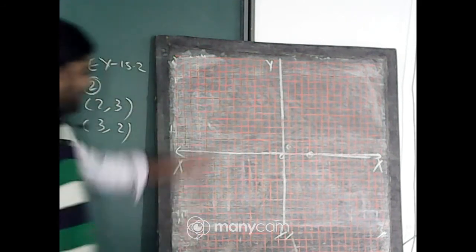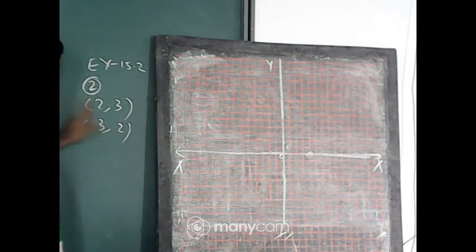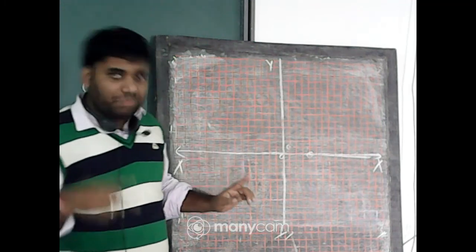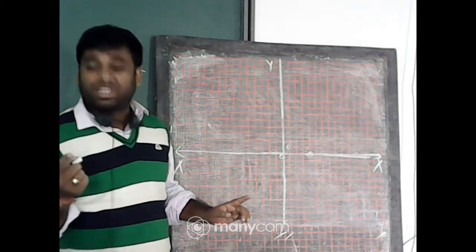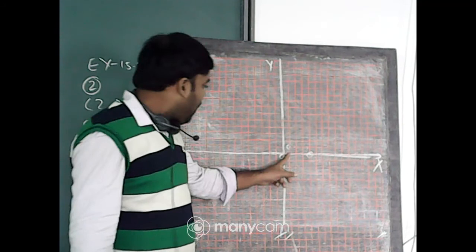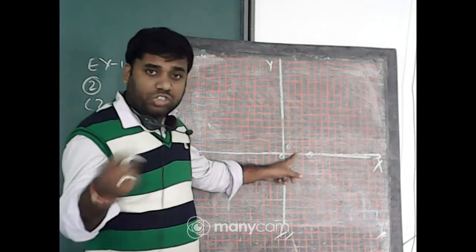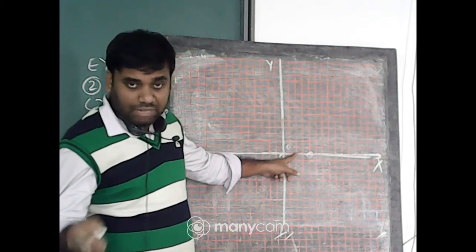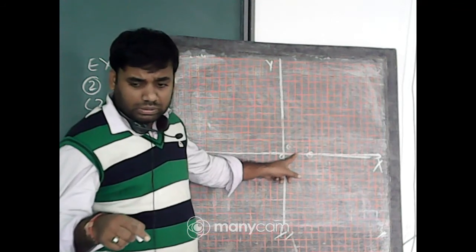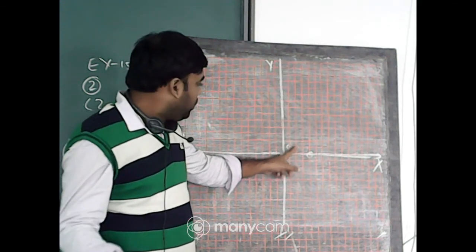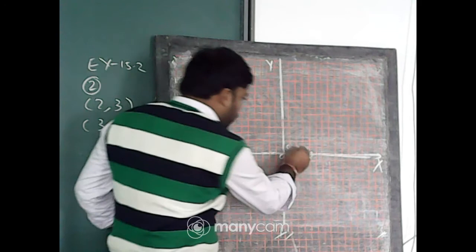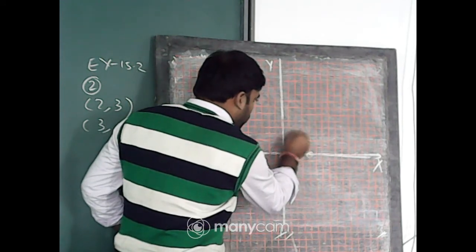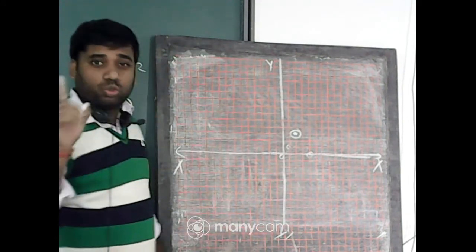So x-axis and y-axis I have. 2, 3 means 2 is positive, 3 is positive. 2 is the x coordinate, so 1, 2. For 3, above or down? Quickly answer. Above. So 1, 2, 3. That point is 2, 3.